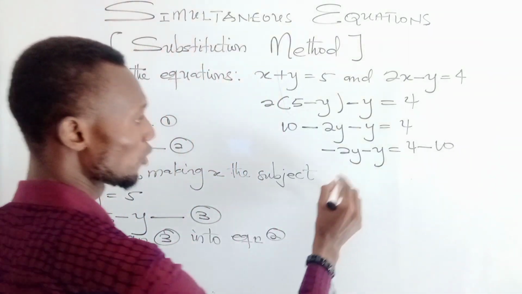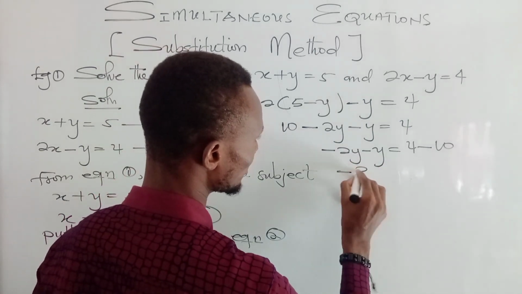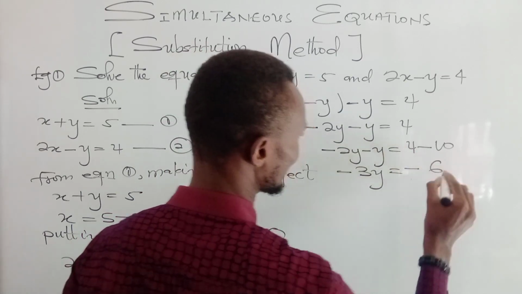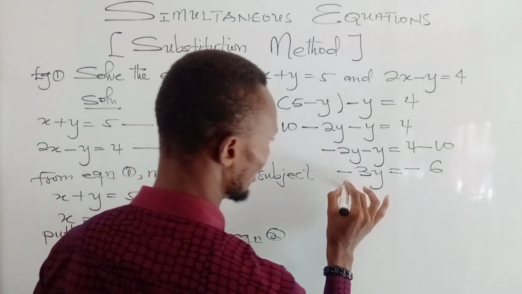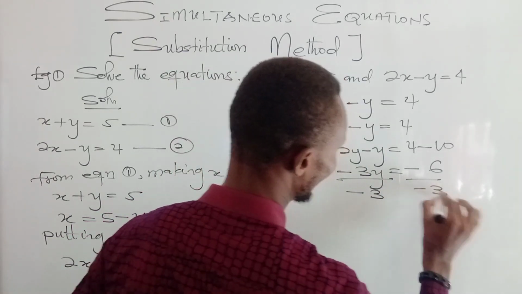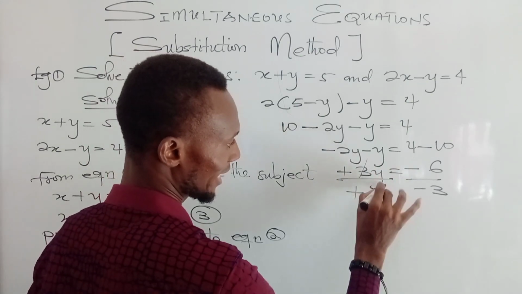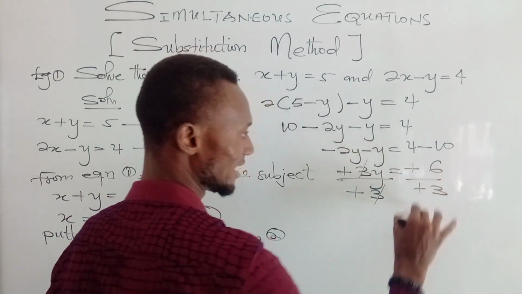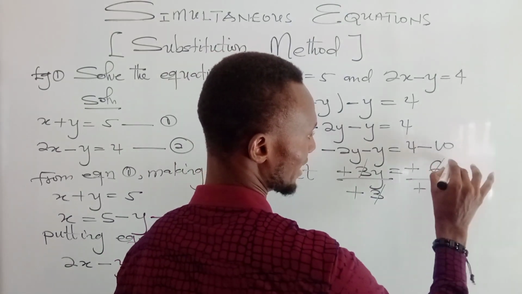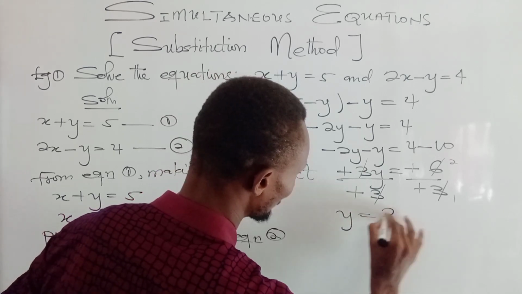So minus 2y minus y gives me minus 3y, then equals to 4 minus 10 gives minus 6. And for me to get my y, I'll divide through by negative 3, here also by negative 3, so that this negative and this negative will cancel. This 3 and this 3 will cancel. Then 3 goes here 1, and 3 goes into the 6 2 times. So you have y is equal to 2.